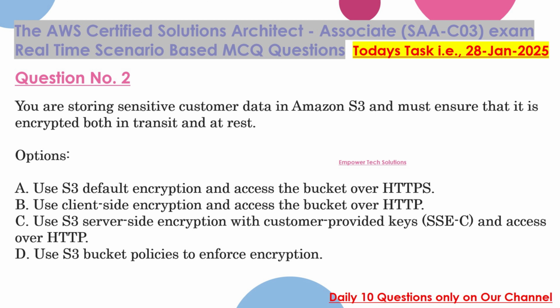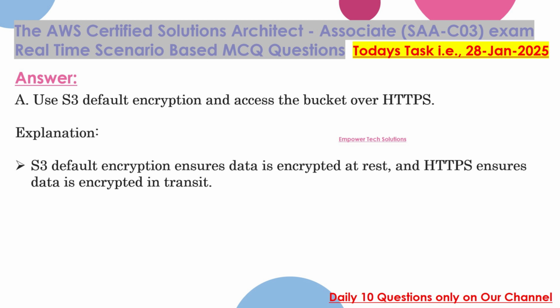Question 2. You are storing sensitive customer data in Amazon S3 and must ensure that it is encrypted both in transit and at rest. Options: A. Use S3 default encryption and access the bucket over HTTPS. B. Use client-side encryption and access the bucket over HTTP. C. Use S3 server-side encryption with customer-provided keys, SSE-C, and access over HTTP. D. Use S3 bucket policies to enforce encryption.